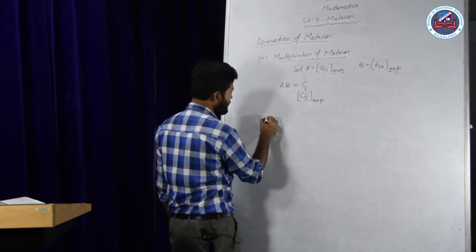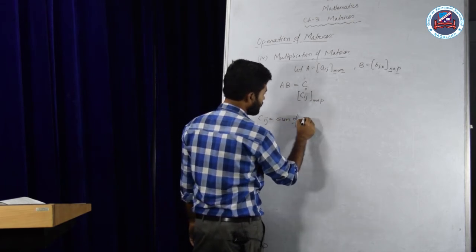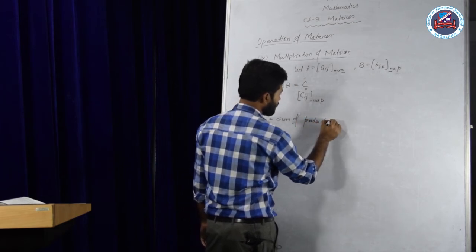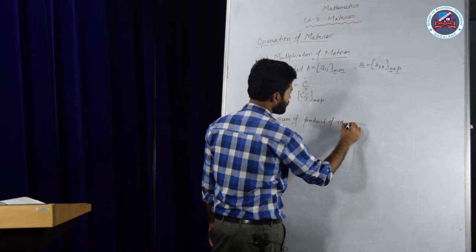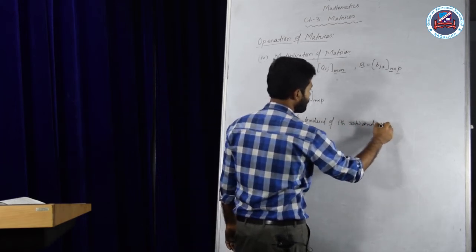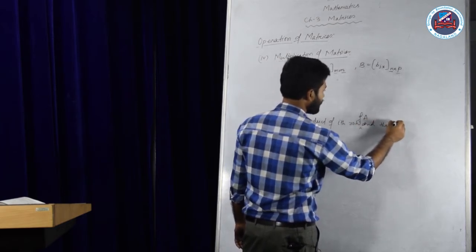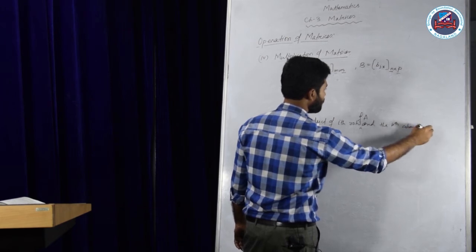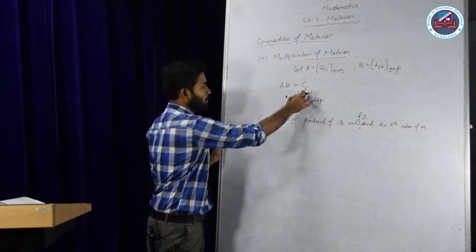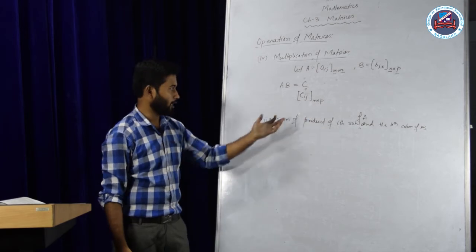And what is Cij? Cij is the sum of product of the ith row of A and the kth column of B. Clear? So what is this new matrix? This new matrix will have elements that look like small c, and the order will be m cross p, or m by p.